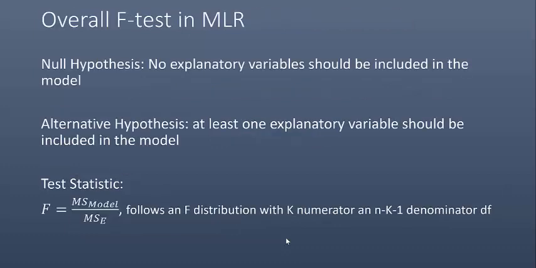In the multiple linear regression summary, there's an f-test and p-value reported at the bottom of the output. This test is called the overall f-test in multiple linear regression. It tests whether any of the slope coefficients should be included in the model. The null assumes that no explanatory variables should be included in the model, while our alternative tests that at least one explanatory variable should be included in the model. The f-test statistic uses this equation to calculate, and it follows an f distribution with k numerator and n minus k minus 1 denominator degrees of freedom.